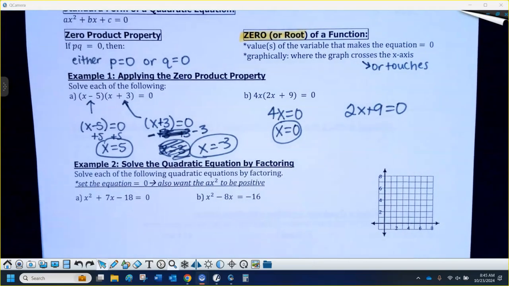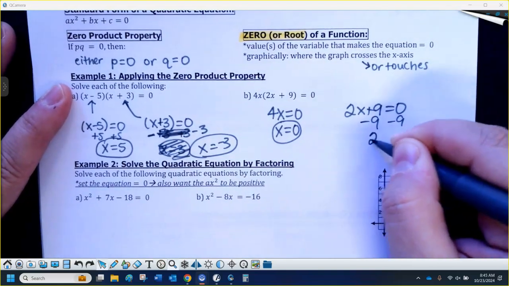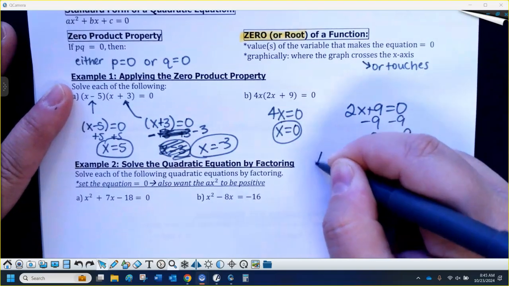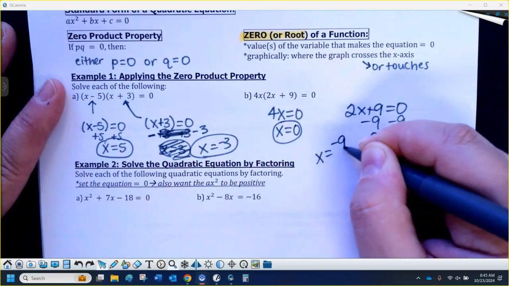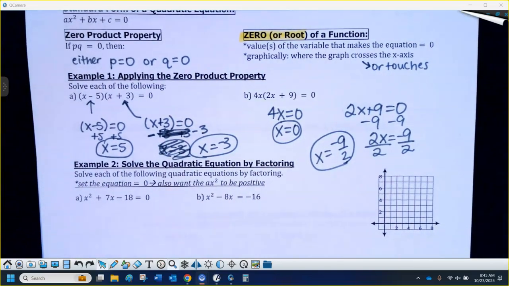Now, I don't usually write this out. I'm going to on this question, but I usually just kind of talk myself through. If I set that equal to 0, what would I do? And we would subtract 9, right? And then you'd divide by 2. And so my other 0, or my other root, would be -9/2.